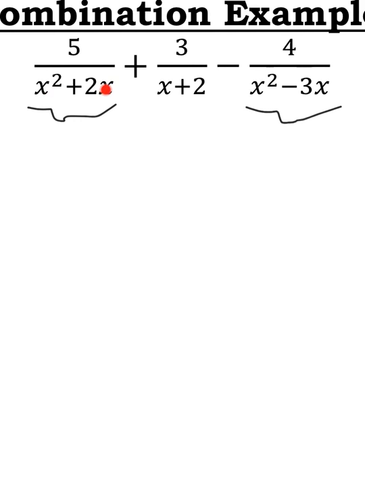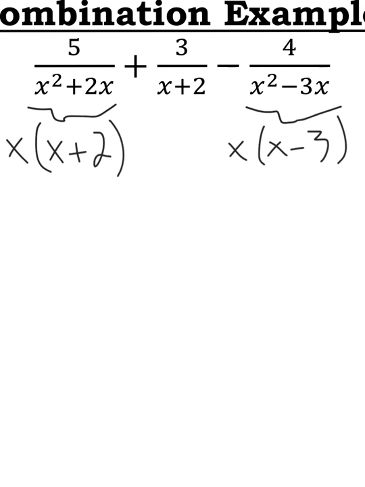X squared plus 2x, they both have an x in common, so factor out that x. So x plus 2 will be left behind. And see, this one has an x plus 2, and you can't factor that at all. And then this one's x squared minus 3x, so I can factor out an x again, and that'll make x minus 3. So at this point, I'm going to rewrite these, but I'm going to put some gaps in between each fraction because I'm going to add something to each fraction.